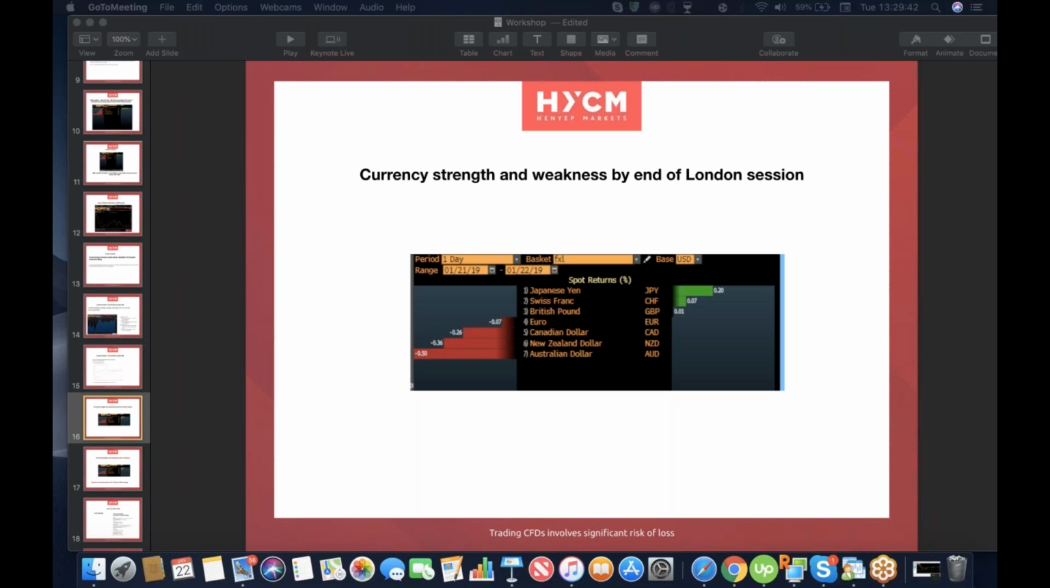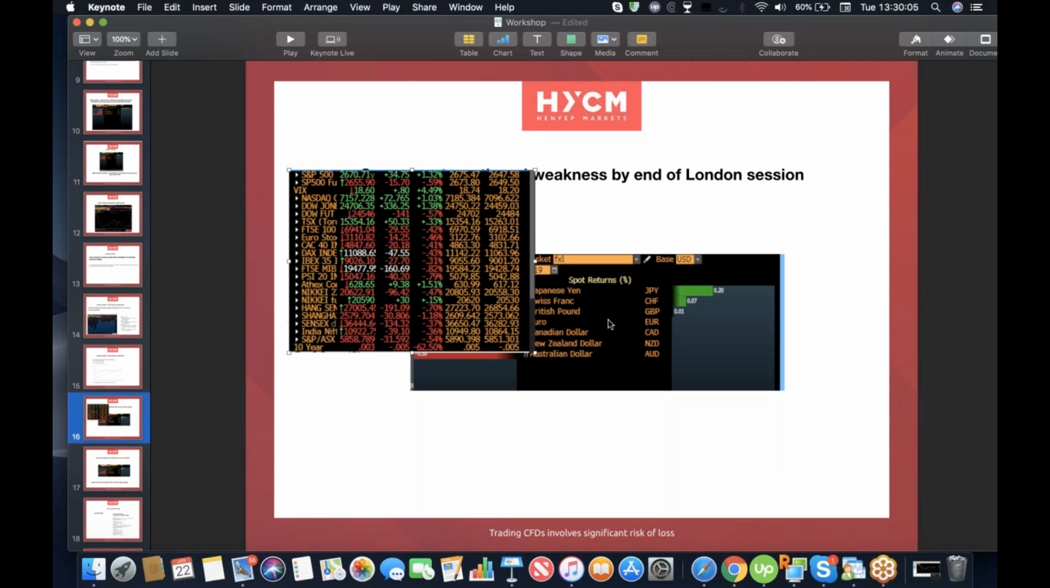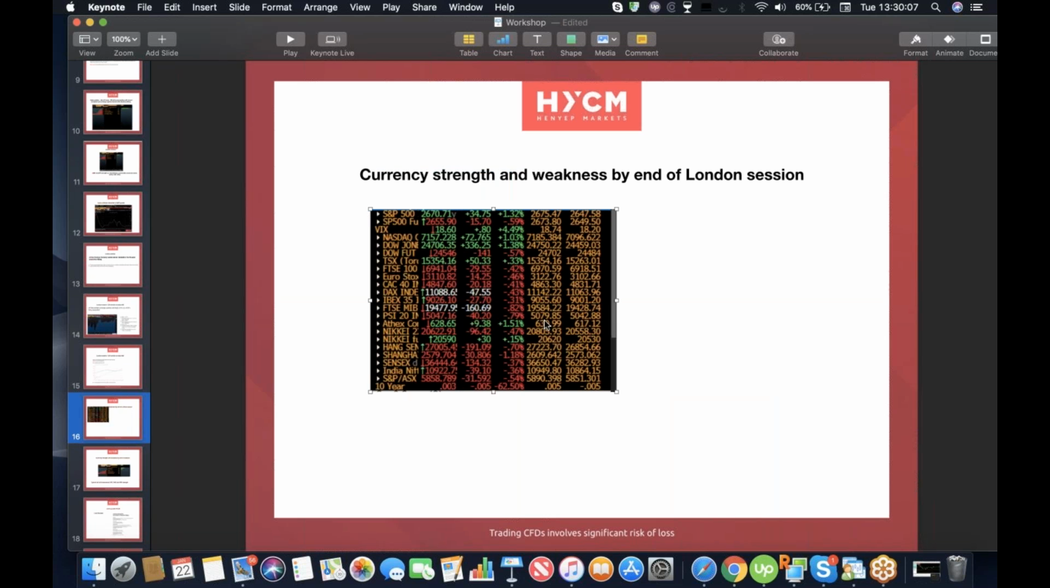Let me also show you some of the ways that the European and Asian indices reacted. I'm just going to pull it up on my other screen. So if you look at the indices as well, you could see that in the Asian session, the Shanghai index and the Hang Seng index were down.